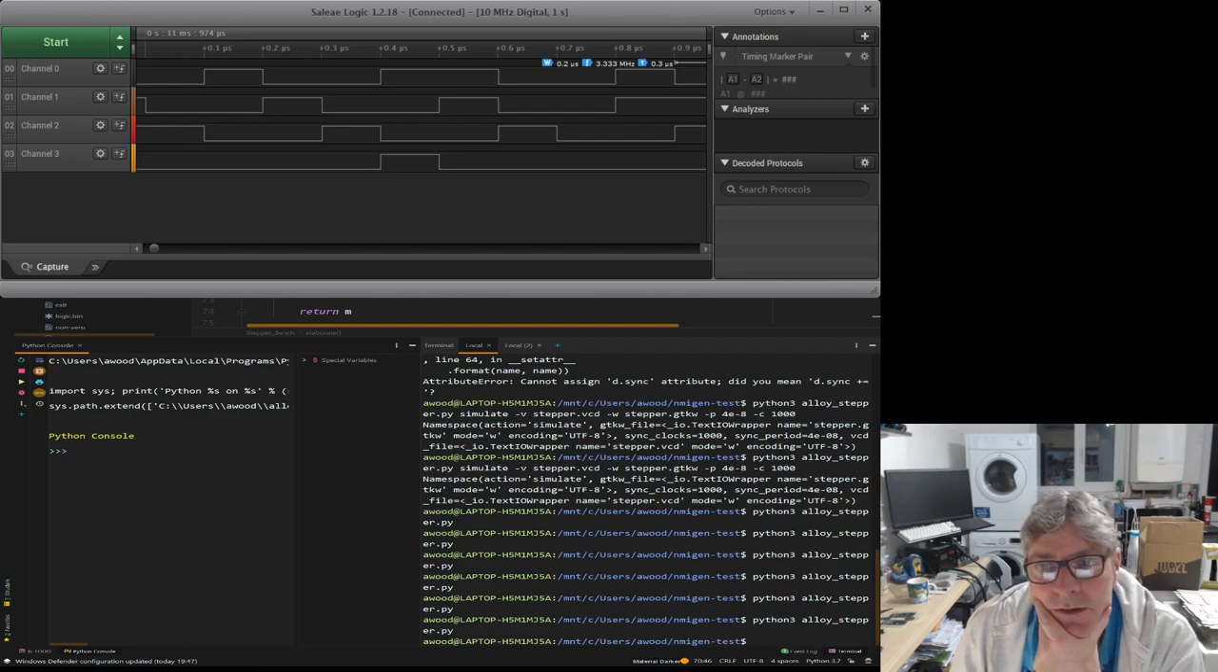This is 27, but 27. So that'll be a step every tenth of a second, maybe. Step in phase. I'm setting direction, I'm setting step. That should work.